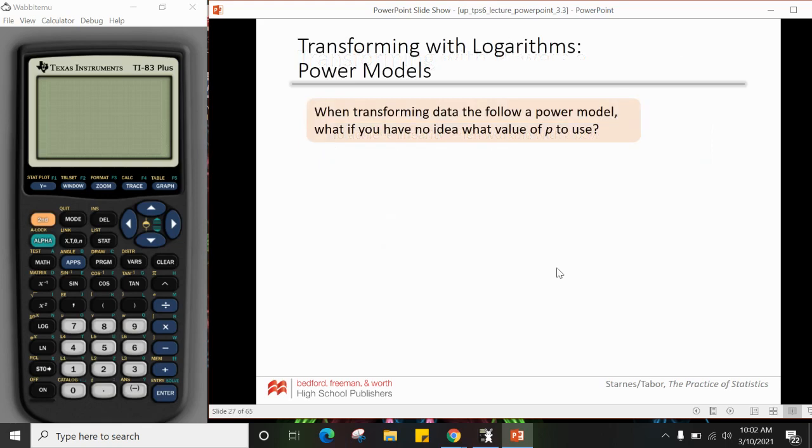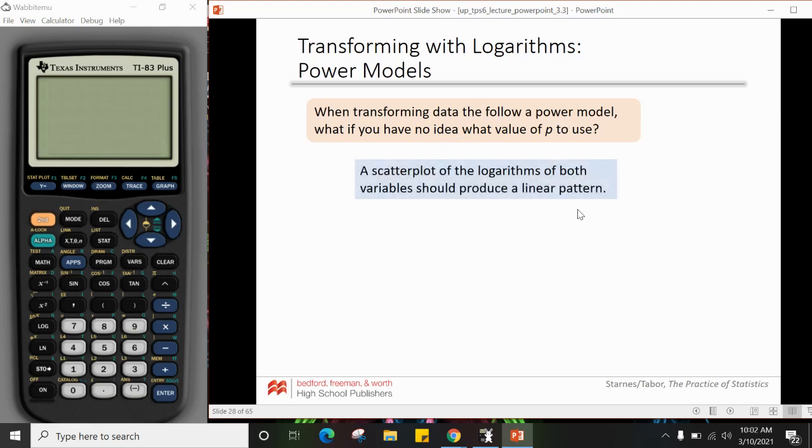The other option is with logarithms. When transforming data that is following a power model, what if you had no idea what value of p to use? A scatter plot of the logarithms of both variables should produce a linear pattern.